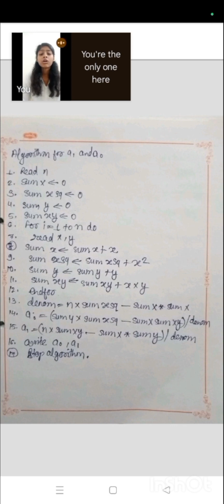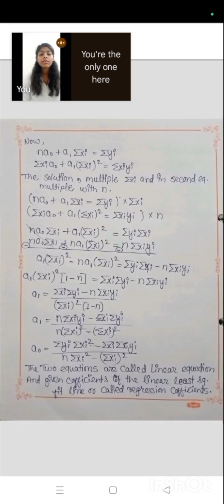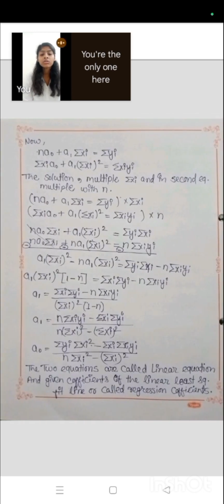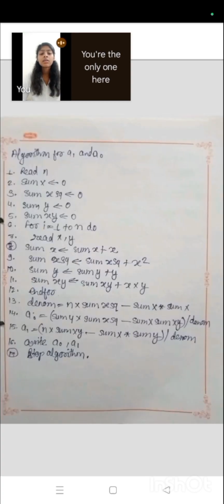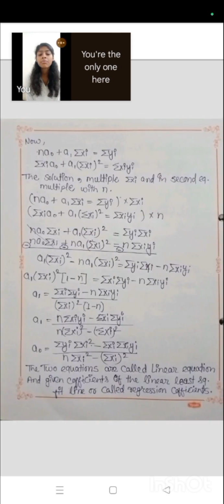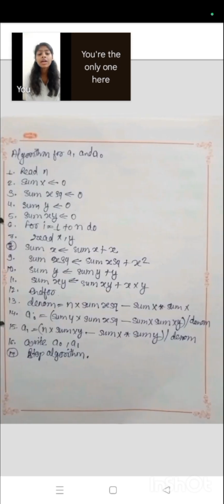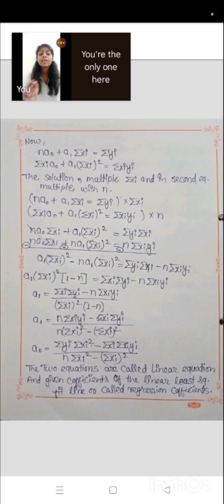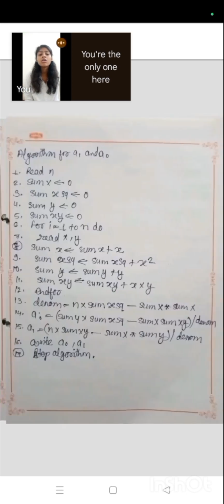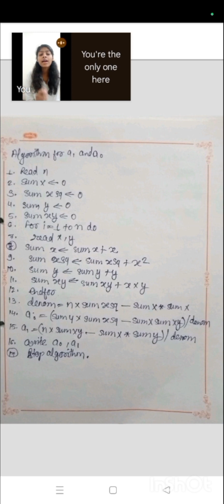Then we find the denominator, and we have the same denominator. You look in a1 and a0 solutions, and there is the same denominator, n summation of xi square minus summation of xi whole square. So here we write the denominator, and the denominator formula is n into summation of xi square minus summation of xi whole square. So here we write n into sum of x square minus summation of x and summation of x.